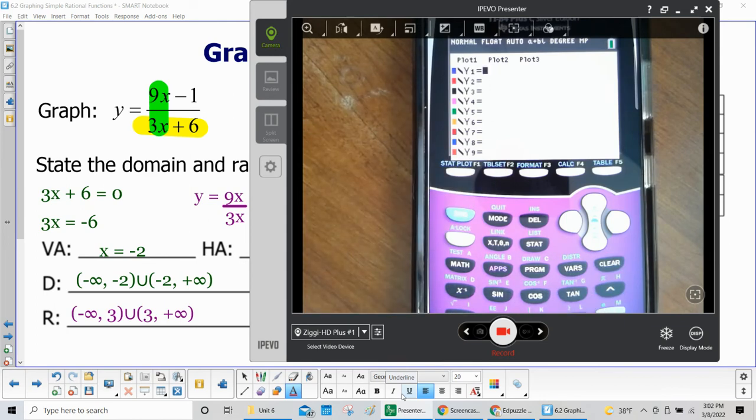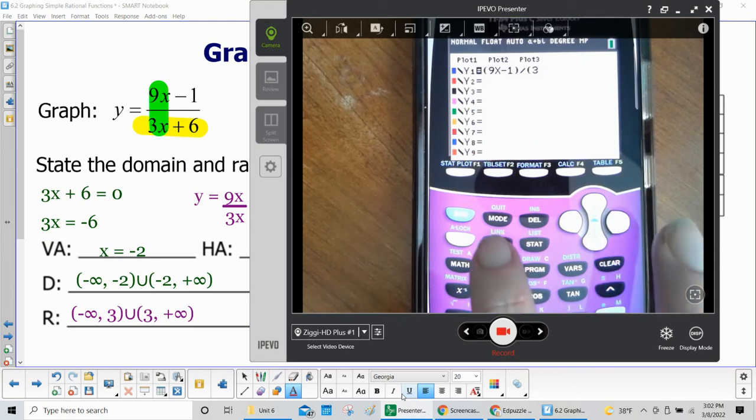And now this time when we go to graph this, we want to say that the entire numerator, everything on top, is 9x minus 1. I'm going to use parentheses to make sure the calculator knows what's going on, because calculators are not very smart. They can calculate, but they can't interpret our questions for us. We have to tell it.